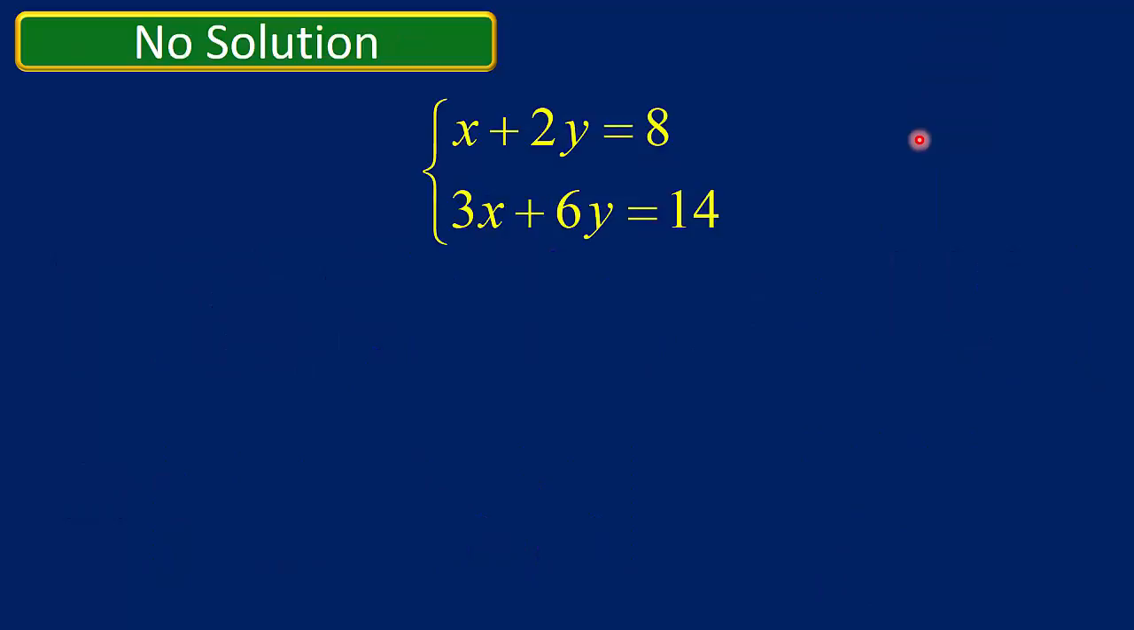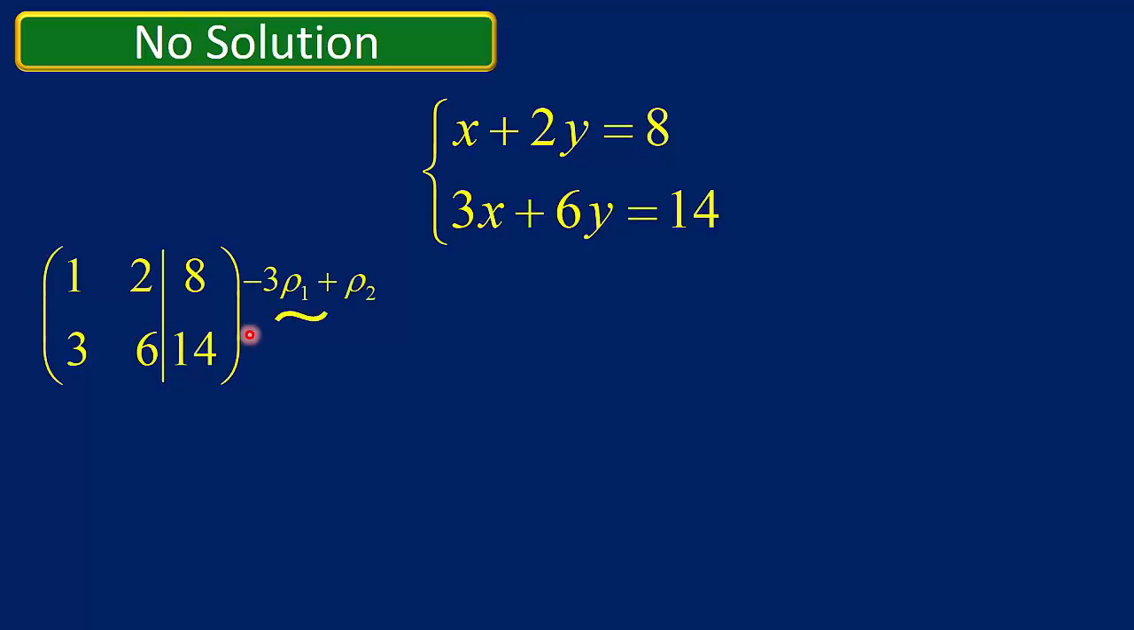Now, sometimes you'll encounter a system of equations like this one where there is no solution. Let's see what that would look like if we use Gaussian elimination. So we start off here with this one. I put my coefficients in here, and I start my operations. I multiply row 1 by -3 and add to row 2.